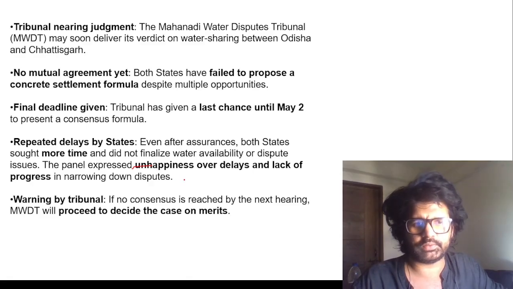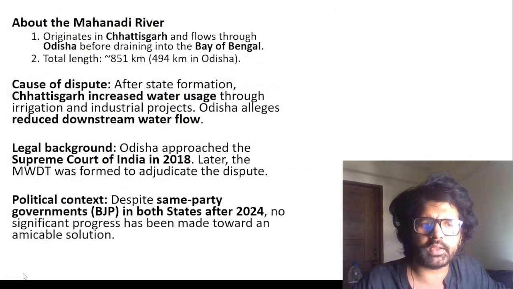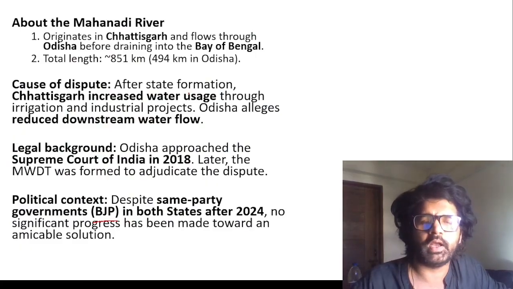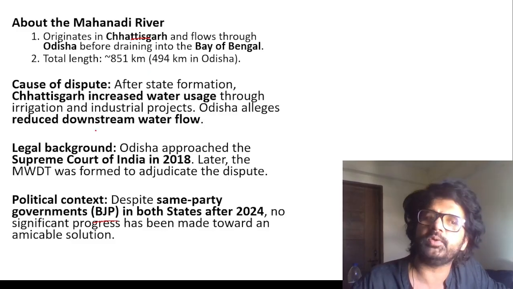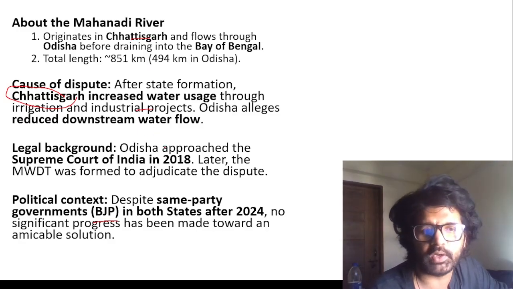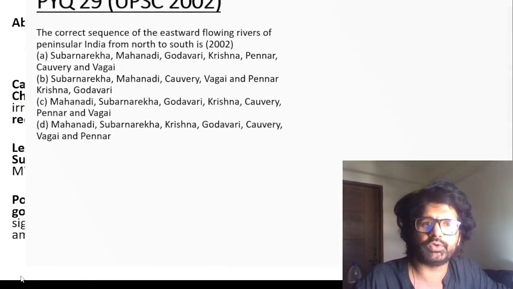Both states are seeking more time. The tribunal is like, we will give you till May 2 and you resolve it. Both states are ruled by BJP, so what is the problem here? I've told you the issue. It originates in Chhattisgarh and flows through Odisha. Odisha lies in the downstream region. If Chhattisgarh upstream starts using more water, Odisha will get less water. That's why they went to court in 2018. So let's see what the final solution is.